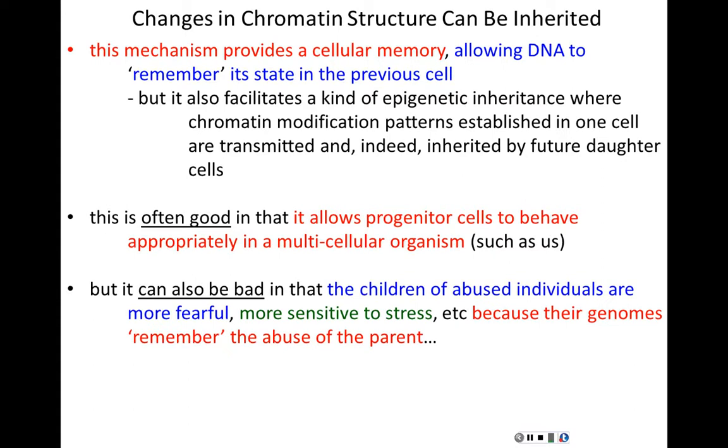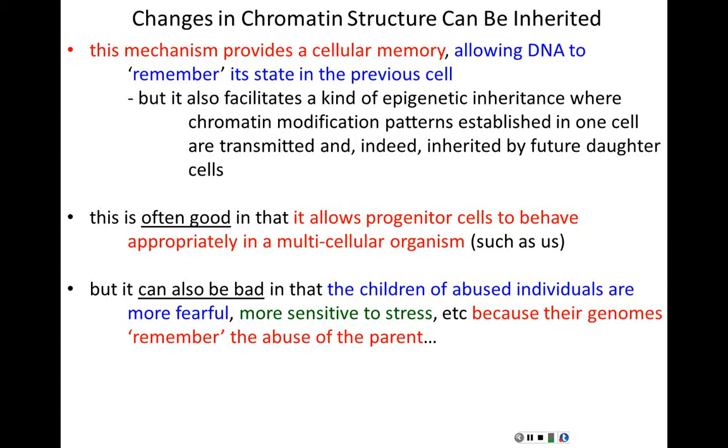However, this is also bad, because if we have histone code patterns that send the signal of a very stressful environment, this is a bad place to live. This is a stressful place to live. And methylation patterns can carry that information. That information is transmitted to the next cell. That information is transmitted to the gametes. And that information is actually transmitted to the offspring.